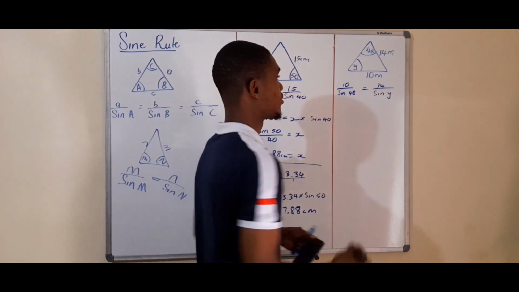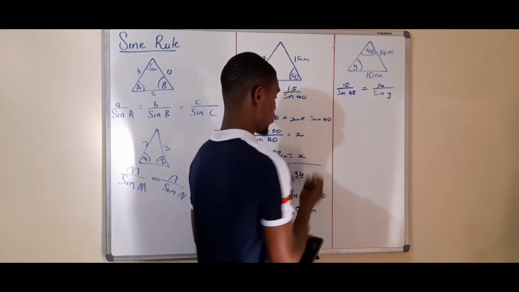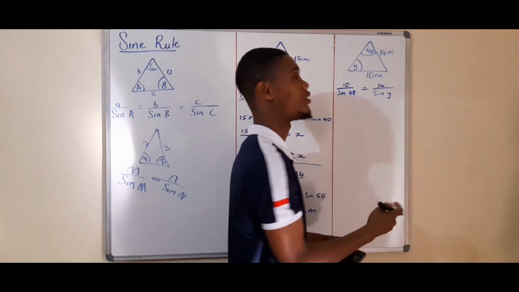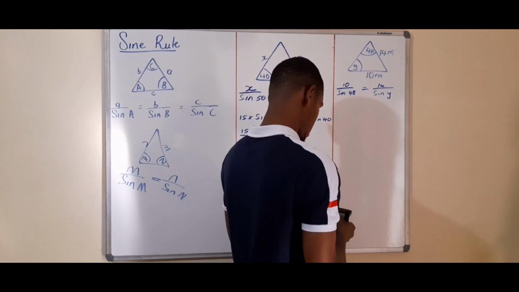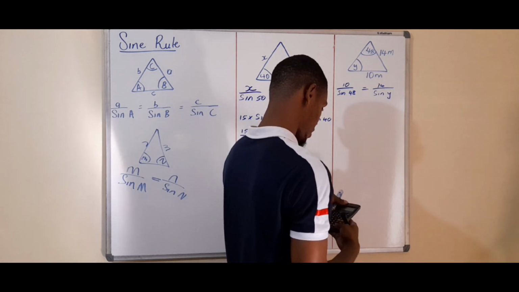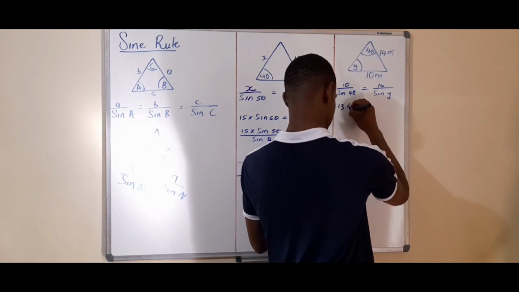Process, you work it out. So you can still cross multiply, or you can work it as a decimal, whichever you prefer. So I'll just change it to a decimal for ease of sake. So 10 divided by sine 48 is equal to 13.46.